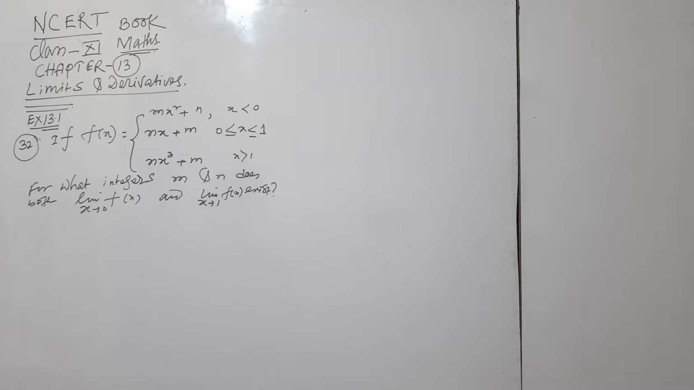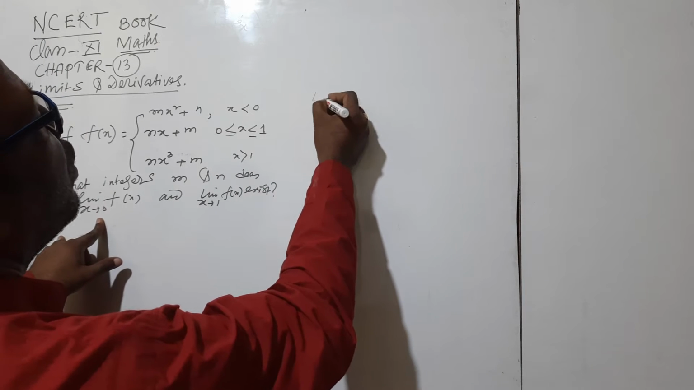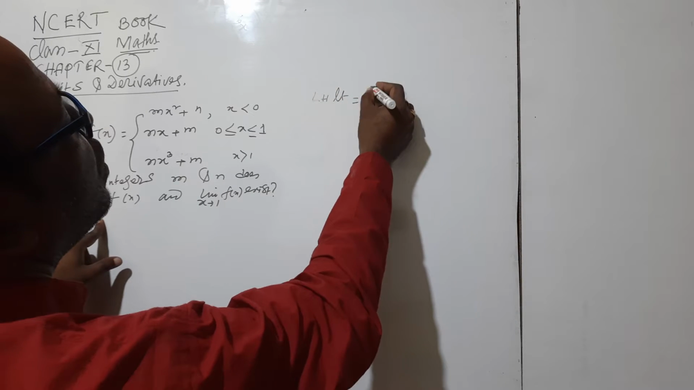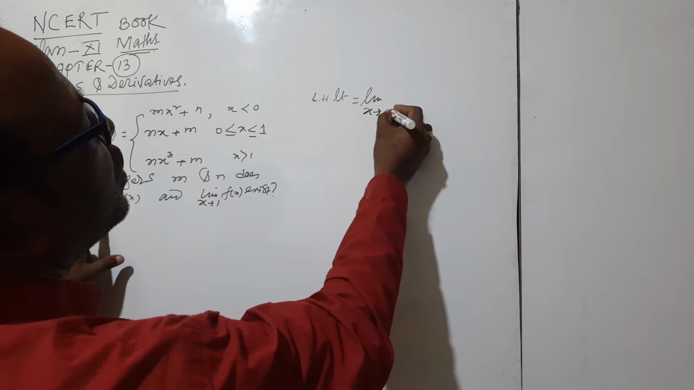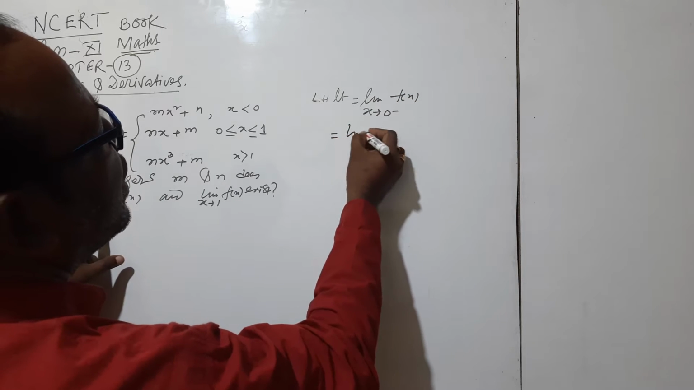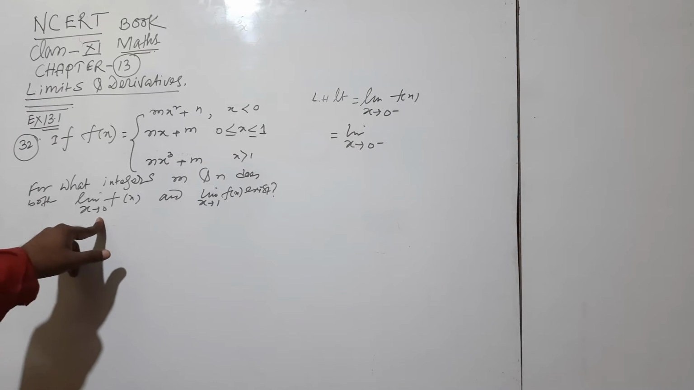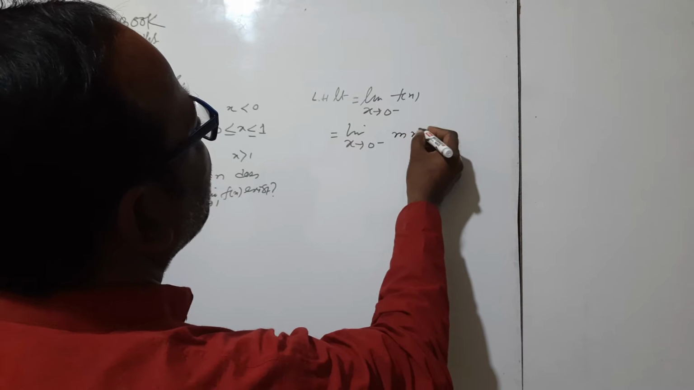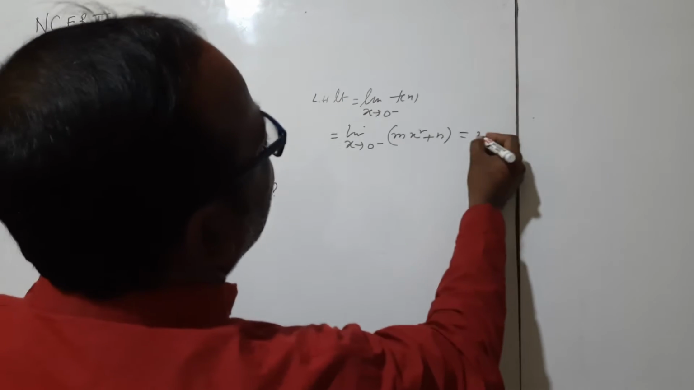Now look at the point 0. We have to find the left hand limit, that is the limit as x tends to 0 minus of f of x. For that, x is less than 0, so we proceed with the function for less than 0, which is mx square plus n. If we put 0, we get n.